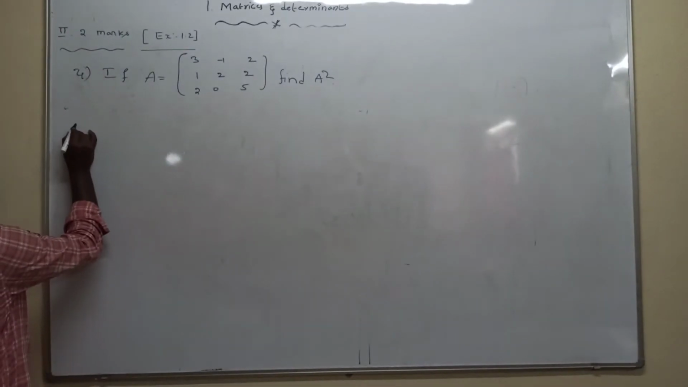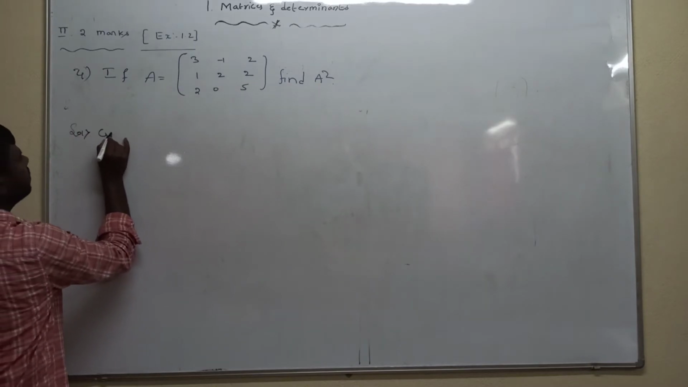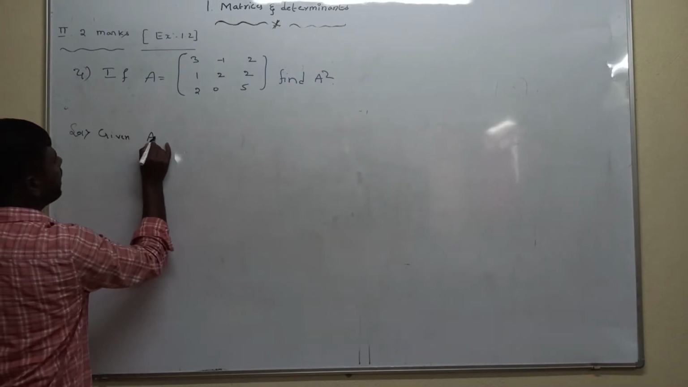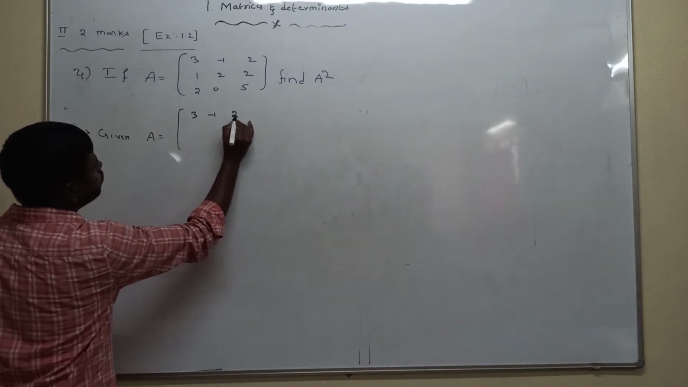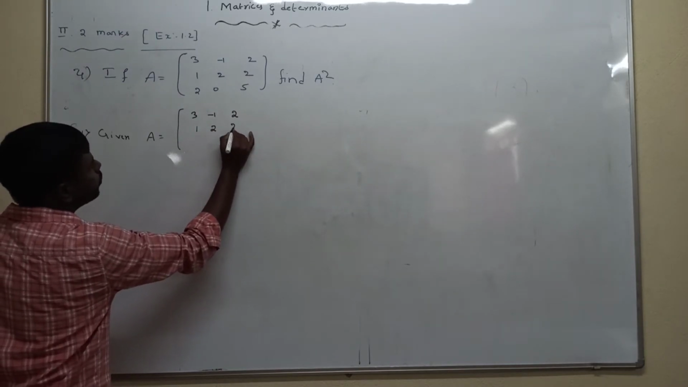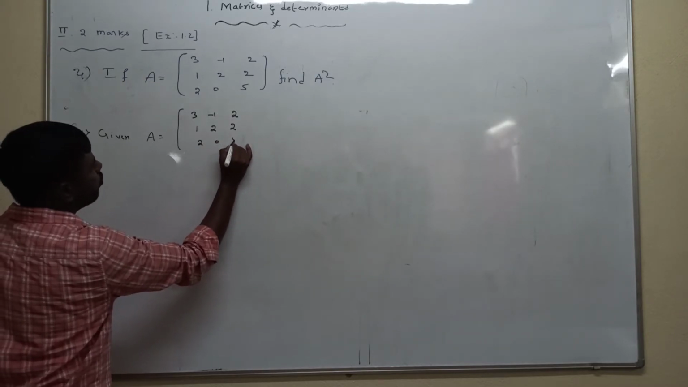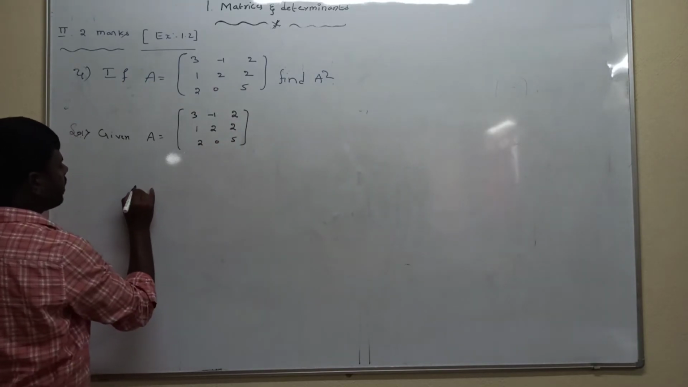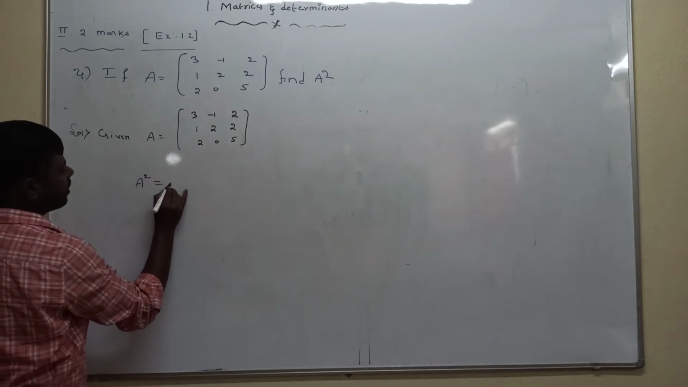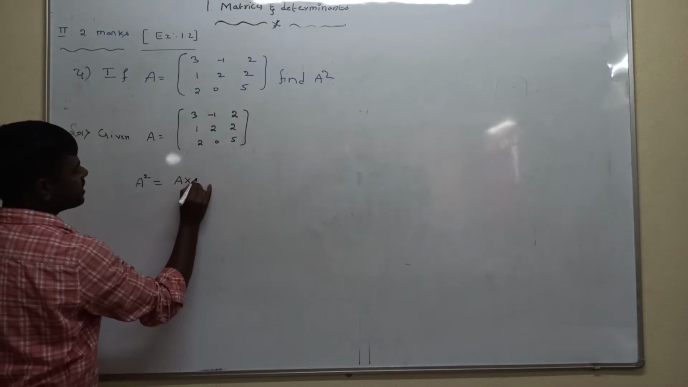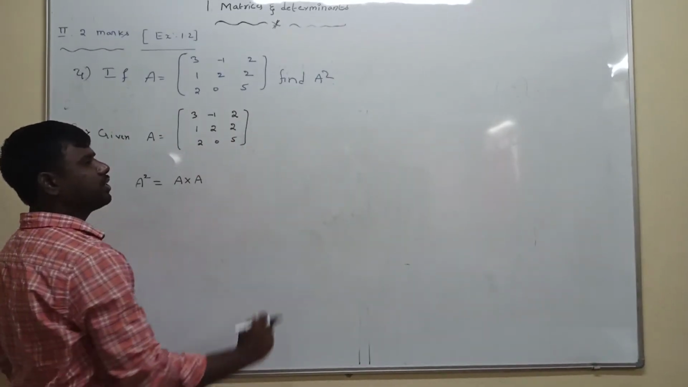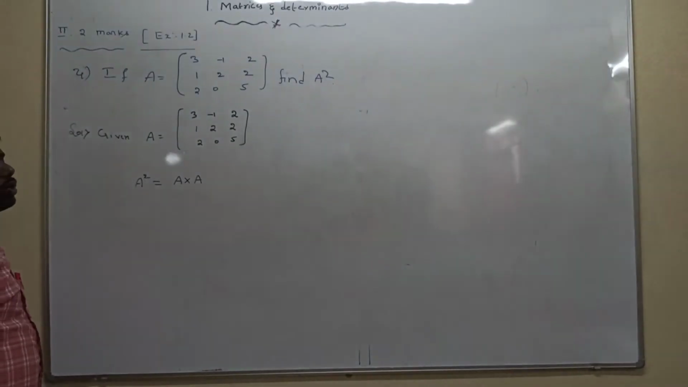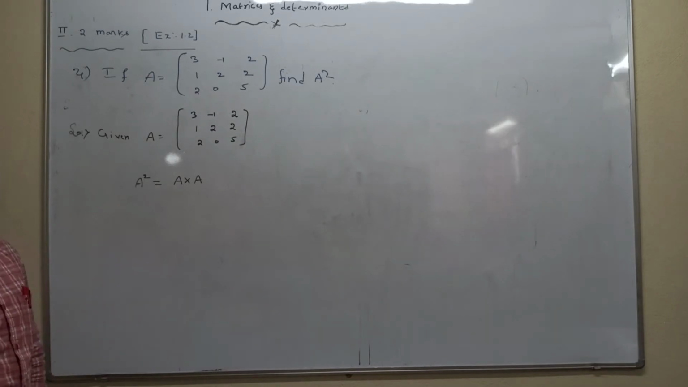See the solution. Given capital A is equal to 3 minus 1 2, 1 2 2, 2 0 5. They are asking to find A square. A square can be written as A into A. So don't do the square row, and don't square each element. So A square is nothing but A into A.